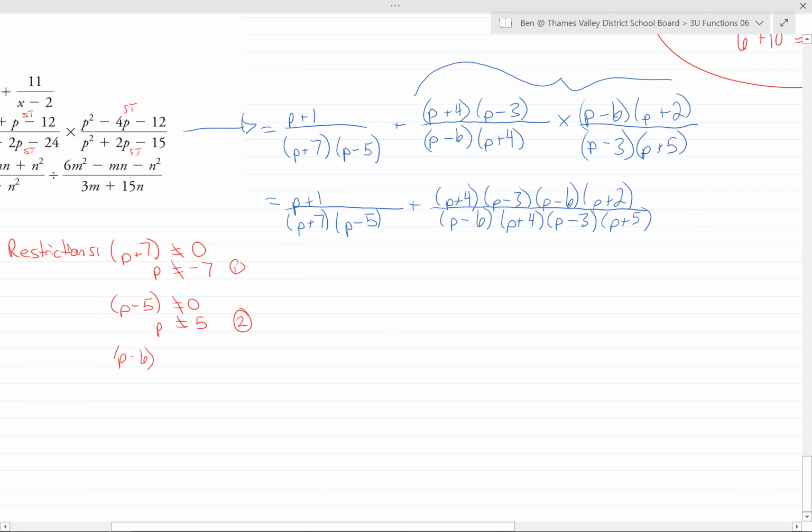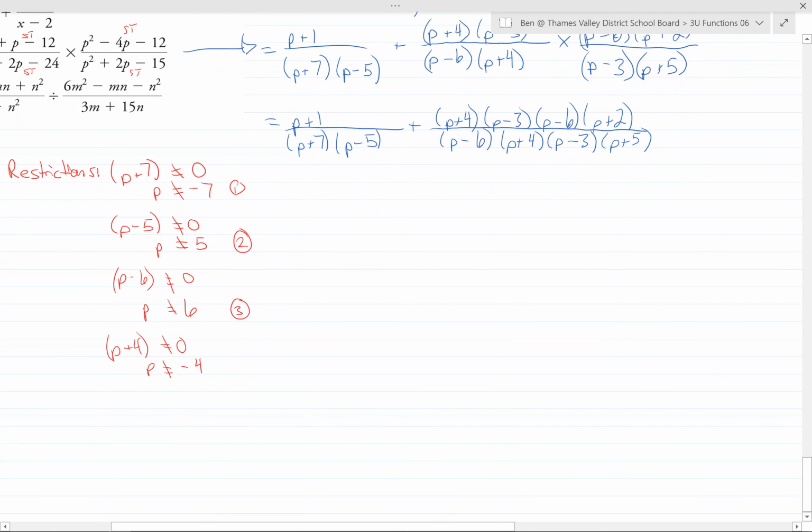P minus 6 is my next factor, is not allowed to equal 0. Therefore, p cannot equal positive 6. There's my third restriction. P plus 4 is not allowed to equal 0. Therefore, p cannot equal negative 4. We're getting there. That's restriction number 4. And p minus 3 is not allowed to equal 0. Therefore, p is not allowed to equal positive 3 here.